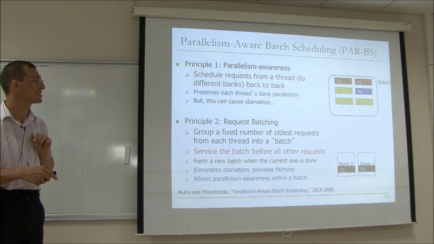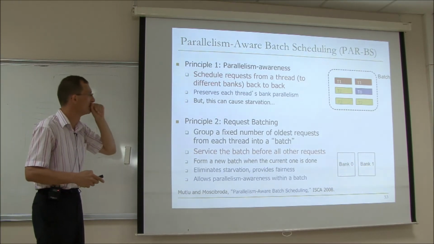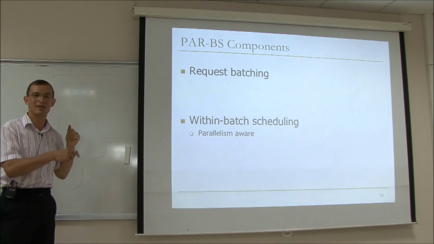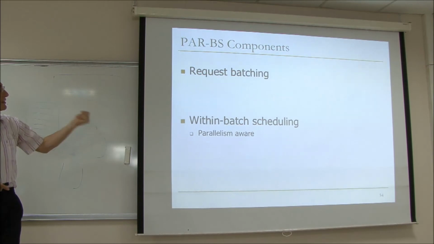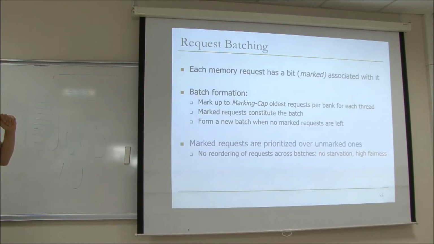So it's a regular memory scheduler that preserves each thread's parallelism, and then moves on to the next batch. So there are two components, and there are questions on how you actually implement these two components, right? The first component is request batching, and the second component is within-batch scheduling. That's parallelism-aware. Let's take a look at each component.